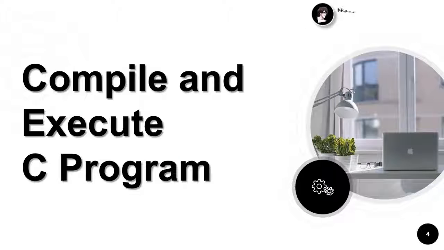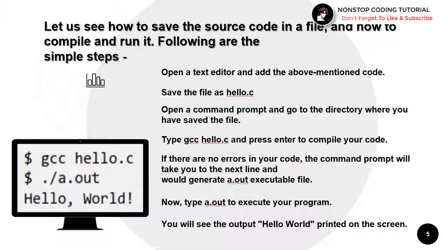Compile and execute a C program using a command line. Let us see how to save the source code in a file, and how to compile and run it. Following are the simple steps. Open a text editor and add the above mentioned code. Save the file as hello.c. Open a command prompt and go to the directory where you have saved the file. Type gcc hello.c and press enter to compile your code.